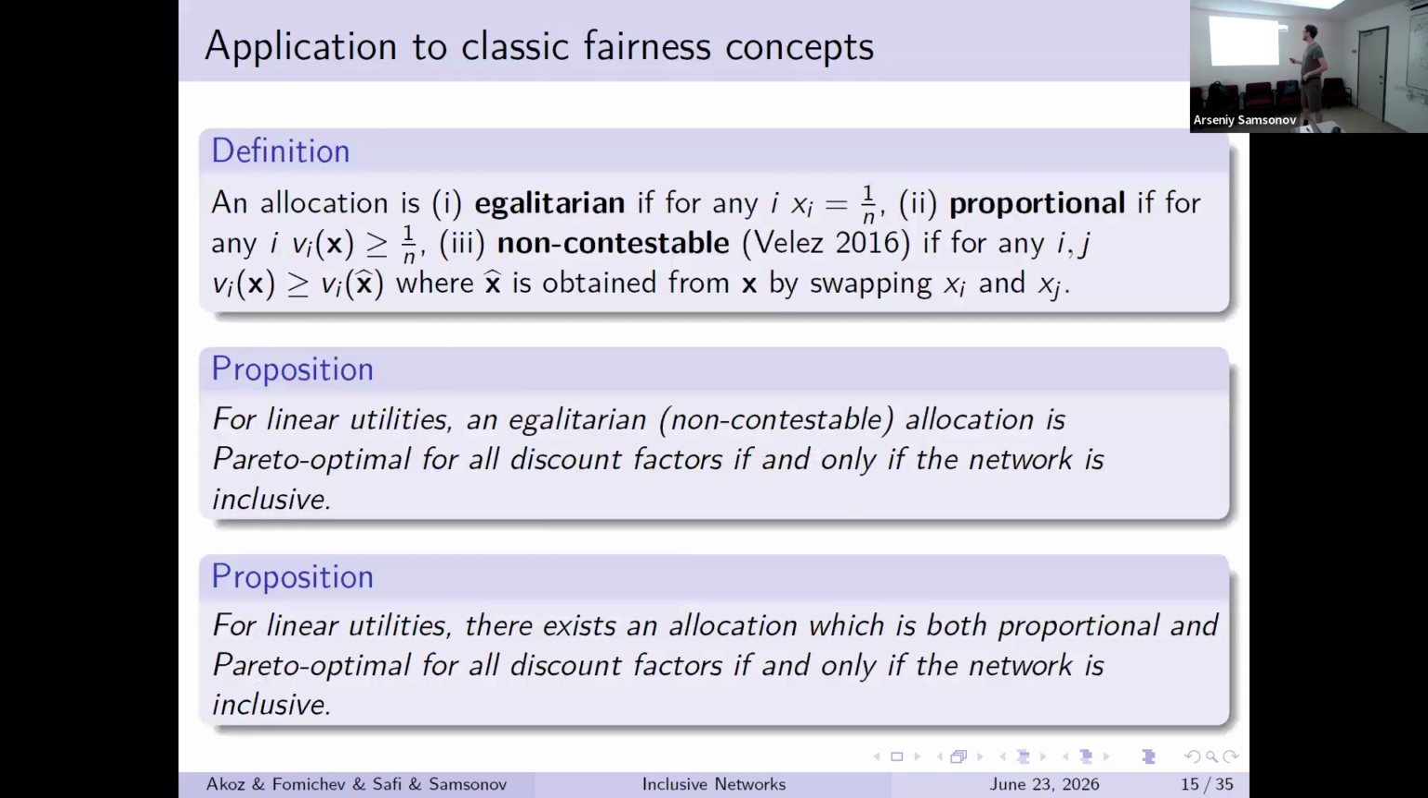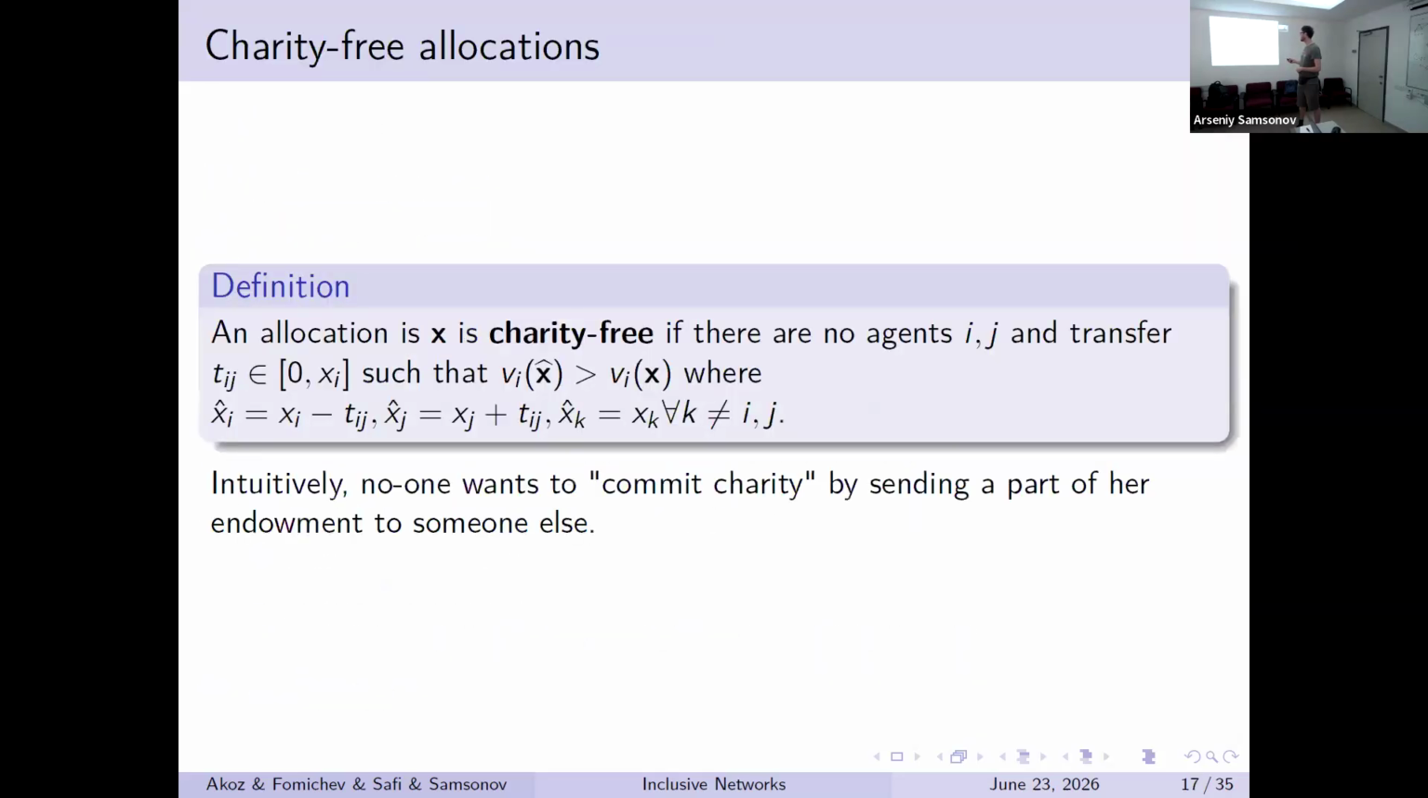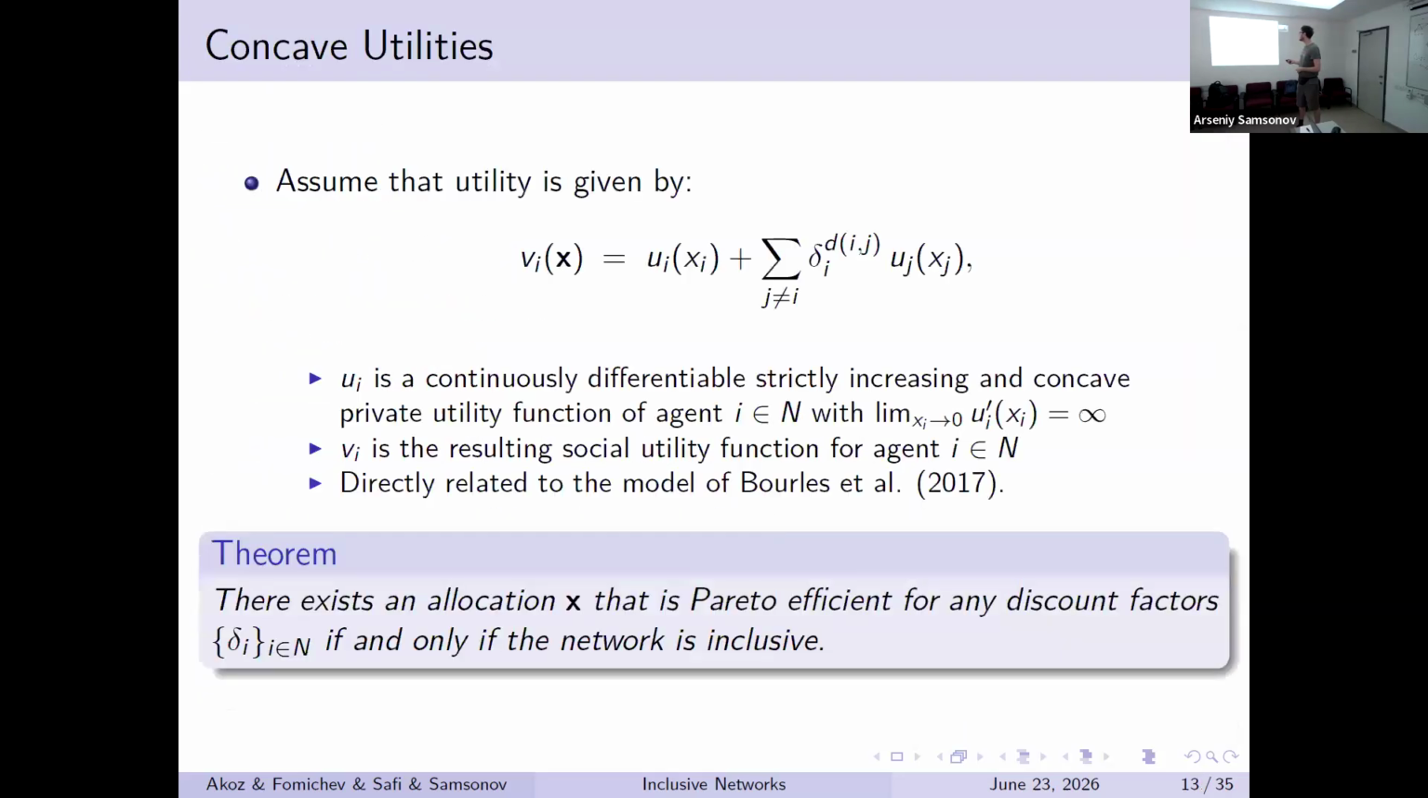Anyway, what we have shown so far is that for inclusive networks, we can have something fair and efficient at the same time. For everything else, we cannot have the same thing robustly for all these count factors. Now, I want to show you one more result in this spirit. Let's assume concave utilities again.